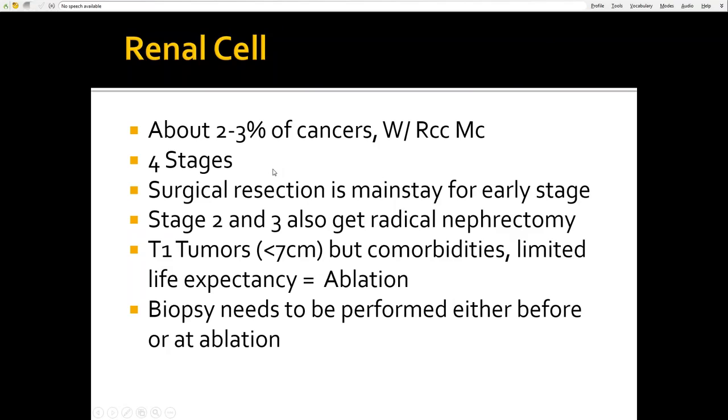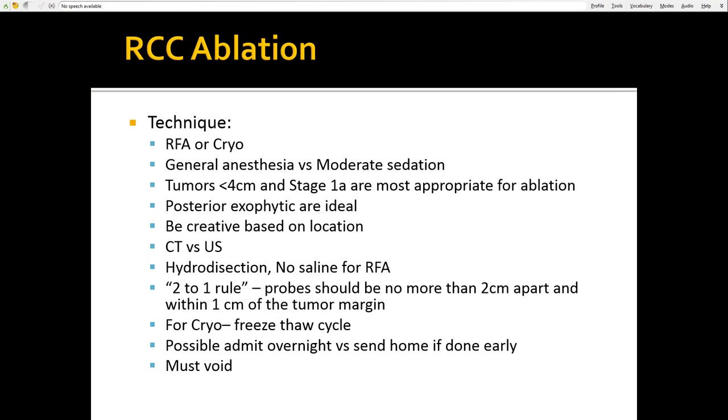Again, for T1a stages, which I'm sure you all know, you can use RFA, cryo, or microwave ablation. I like to use general anesthesia. Typically, we treat tumors that are less than 4 centimeters, and where they're located makes a big difference. The more central the tumor is to the renal pelvis, the harder it is to treat, and maybe you shouldn't treat it, because you don't want to be dealing with freezing and burning central vessels or the collecting system, because that could cause a permanent hydronephrosis, that kind of thing.